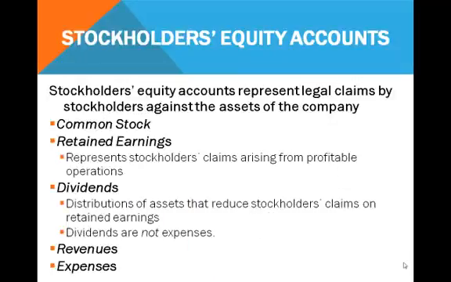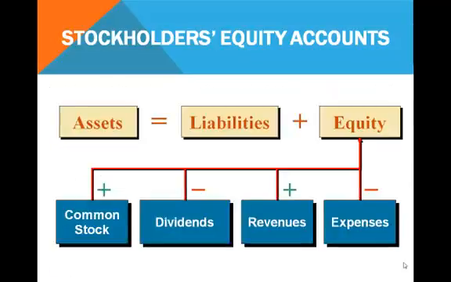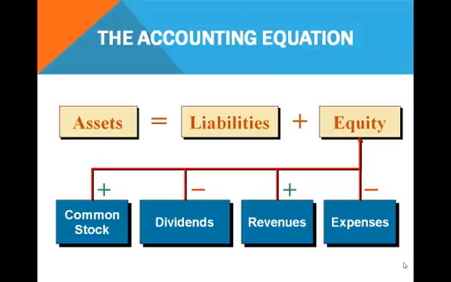Here's a review of the equity accounts we discussed in the last chapter: common stock, retained earnings, dividends, revenues, and expenses. We'll talk about all of those in this chapter as well. Do you remember the expanded accounting equation we used to record transactions in Chapter 1? Remember that revenues increase the equity side of the equation and expenses decrease the equity side of the equation. I keep repeating that because that's something you really need to get, and you need to get it now. You need to know that. You really needed to know it by the end of Chapter 1.